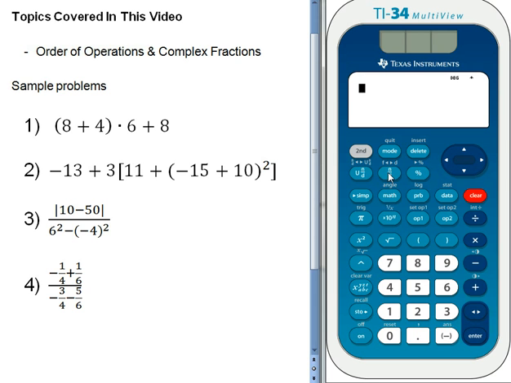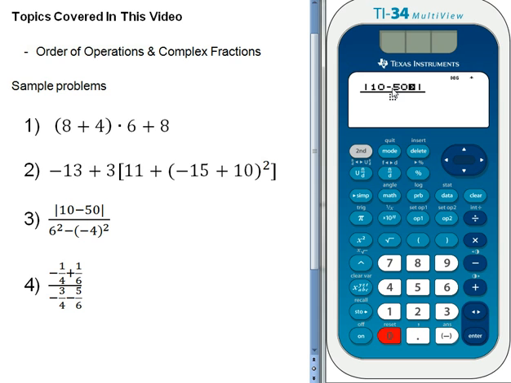With the TI-34, we just start off with an empty fraction. Now we'd like to get the absolute value in here, and that's under the math menu. So if we hit the math button, and then use our right arrow to highlight the number column, you'll notice that the first option says ABS with a parenthesis. ABS is short for absolute value, so we choose option 1. And that gives us a little set of absolute value signs. And we want 10 minus 50.